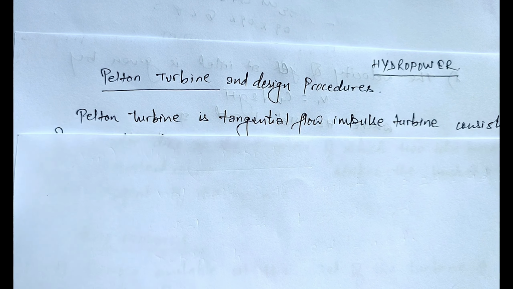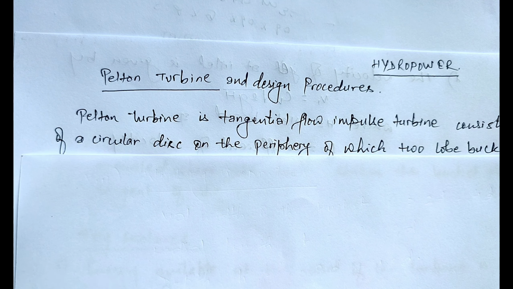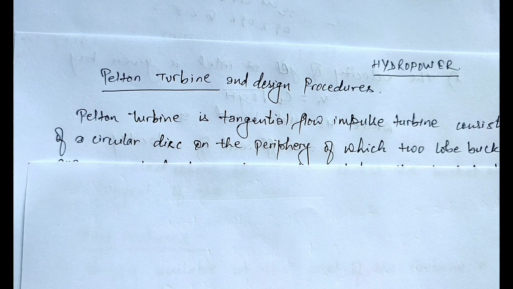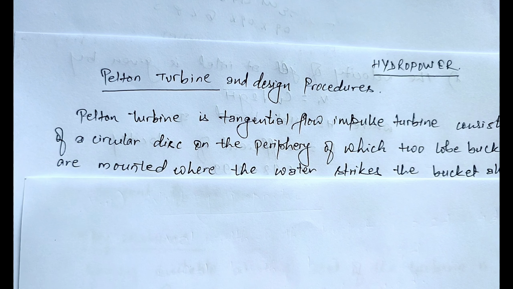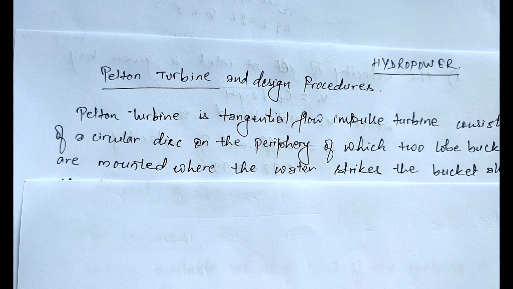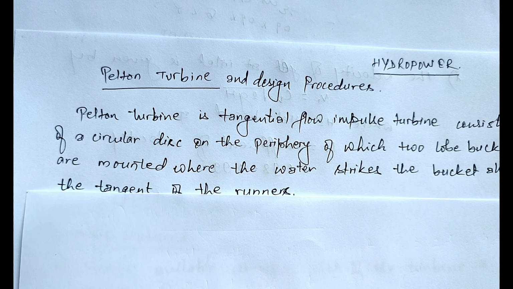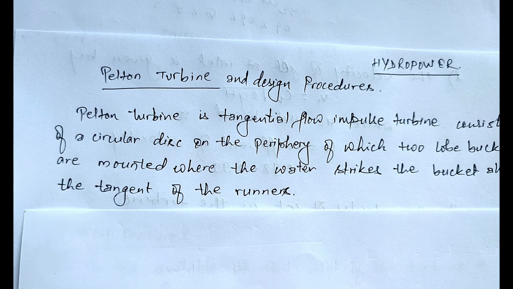Today in this lecture we'll talk about the Pelton turbine and its design procedure. So let's start. The Pelton turbine. A Pelton turbine is a tangential flow impulse turbine, consisting of a circular disc on the periphery of which two buckets are mounted, where the water strikes the bucket along the tangent of the runner.